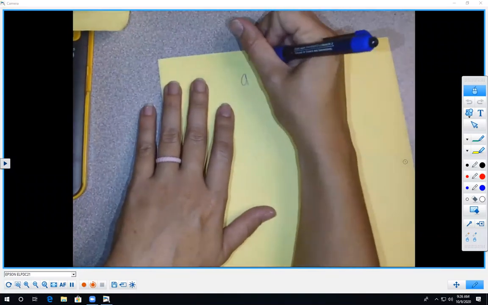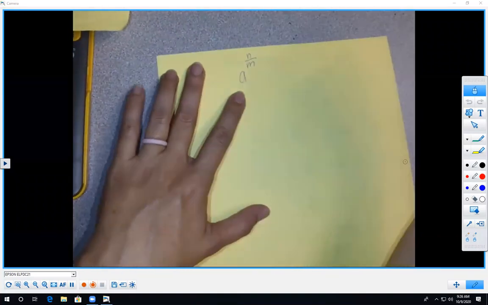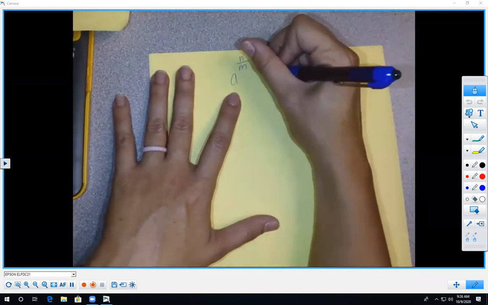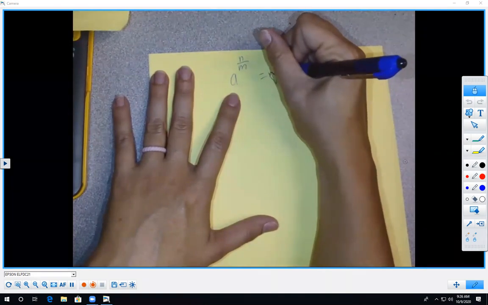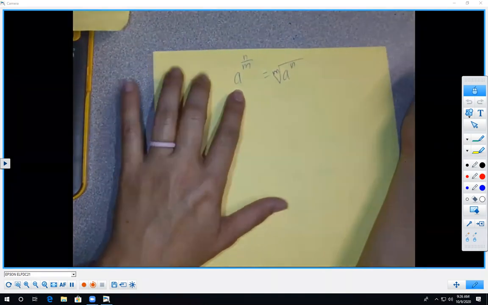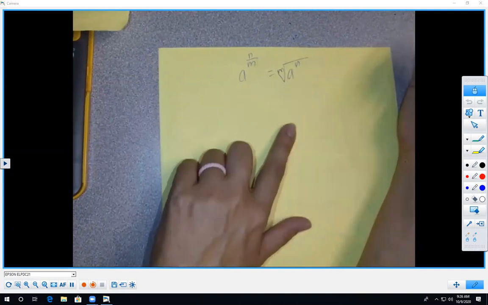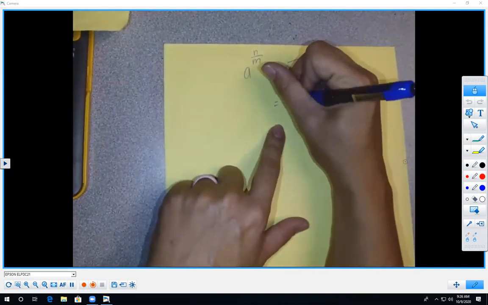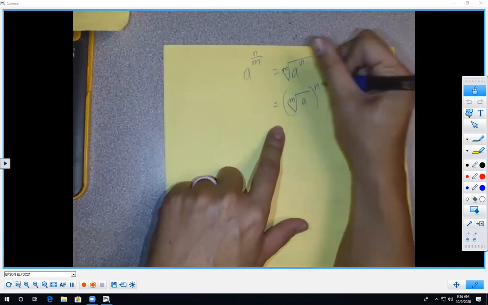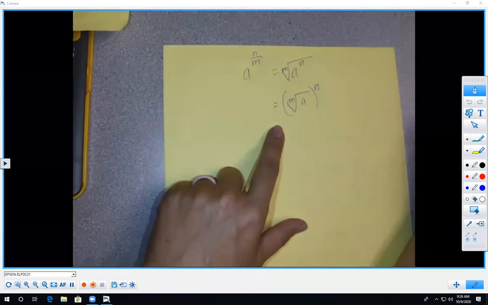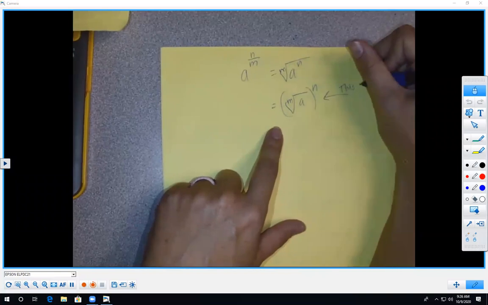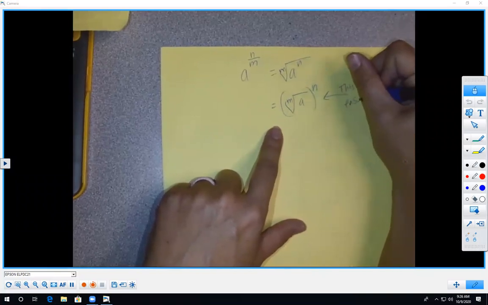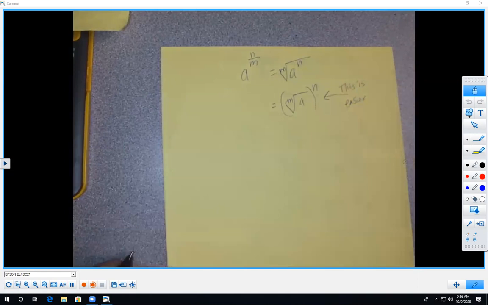If I had a to the n over m power, I could write this as a to the n power, and it's the mth root of a to the m. I mean, it's kind of weird to say it, but m is the root, n is the power. That's one way to do it. Or you could do the root first and then raise it to the power last. It doesn't matter. You're going to come out with the same answer. This way is usually easier. And I will show you what I mean by that.